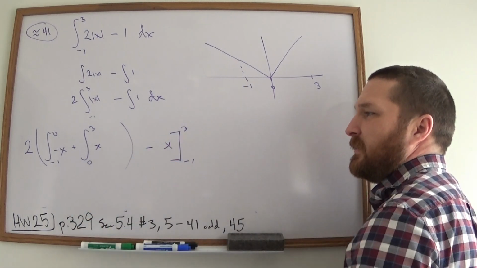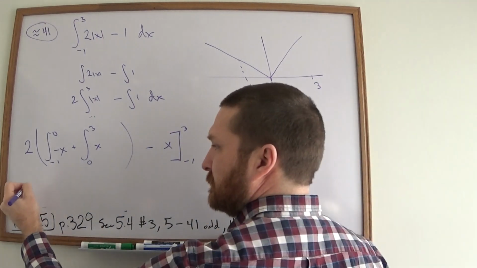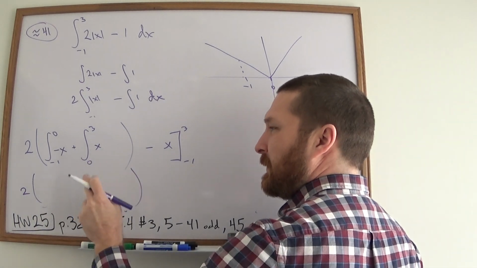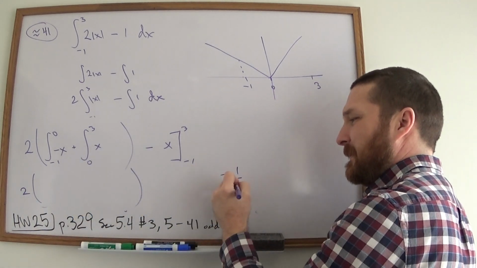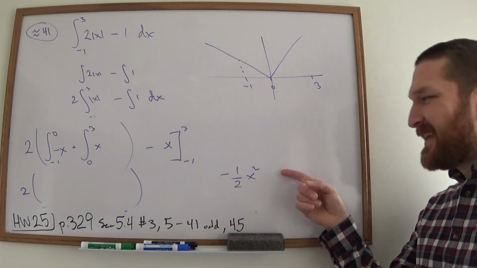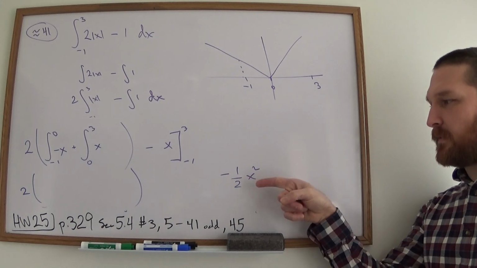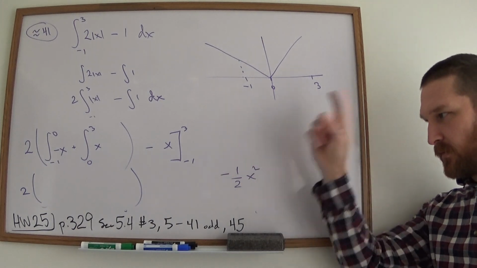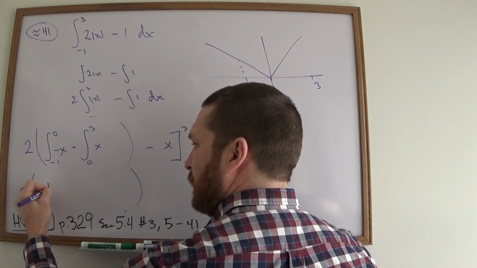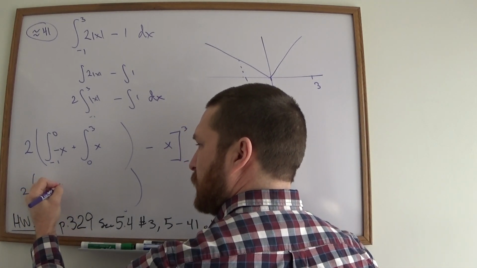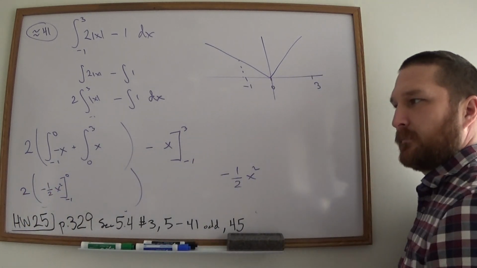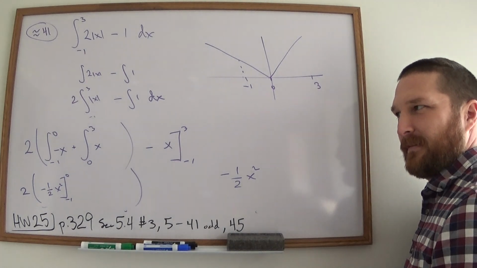So what's the antiderivative of negative x? Negative 1/2 x squared, I think. Let's check it. The 2 drops down and kills the 2, leaving negative x to the 1. Okay, so negative 1/2 x squared evaluated at 0 and negative 1. That's kind of how we're doing this.